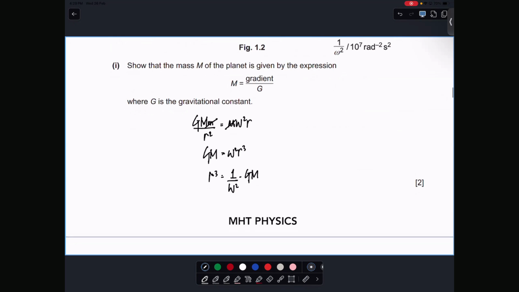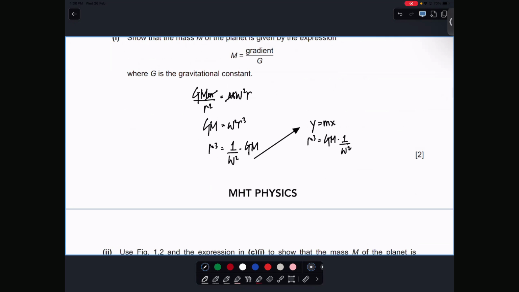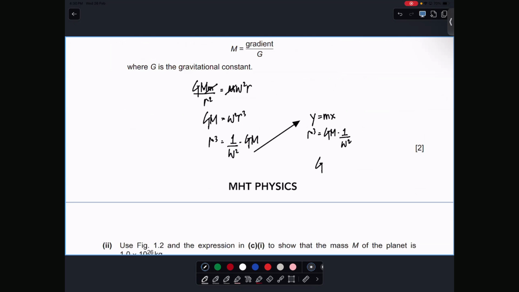So what will the gradient be here? Gradient, so this is going to be equated to which equation? y equals mx, and y is my r cube, m is going to be G m, and x is going to be what? 1 by omega square. So therefore, the gradient by G as shown there. Oh, sorry, yes. So gradient here would be how much? G m. What do we need? M. So m equals what? Gradient by G. For 2 marks we may not need to do all this, but let me check anyway whether they took any shortcut.